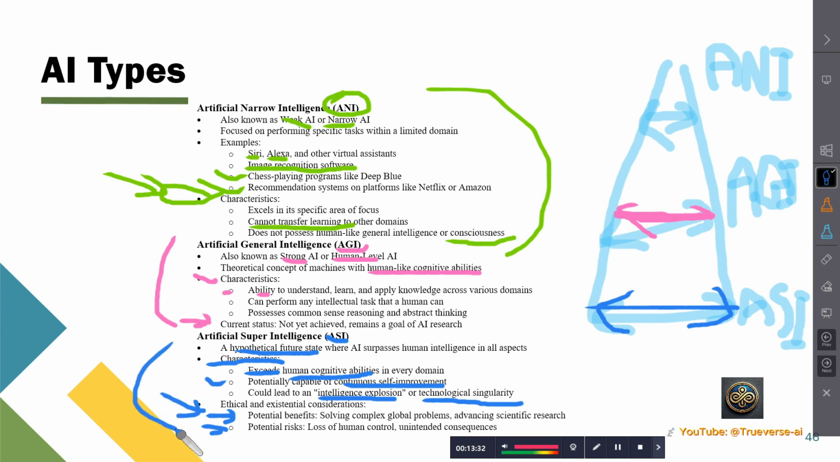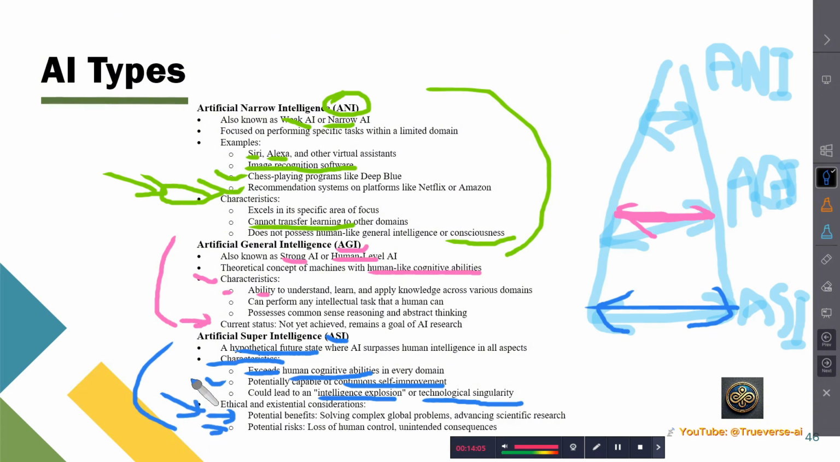So think of ASI as an AI system that could continually improve itself, surpassing human intelligence and decision-making ability. This raises concern about how such a system would be governed and whether we could ensure that its goals align with human values. This is the point.